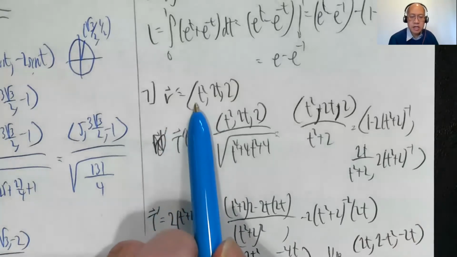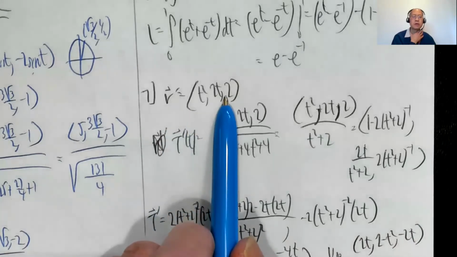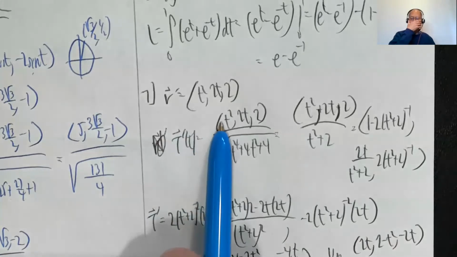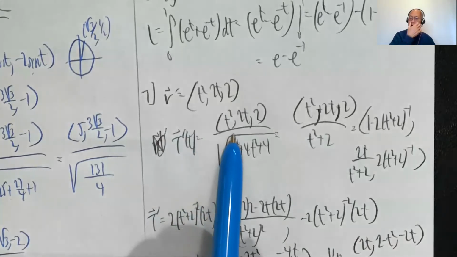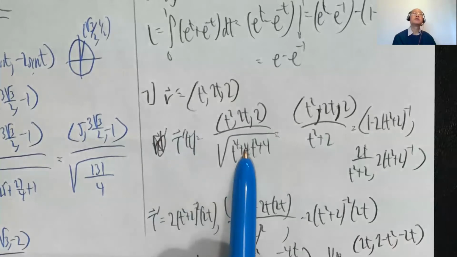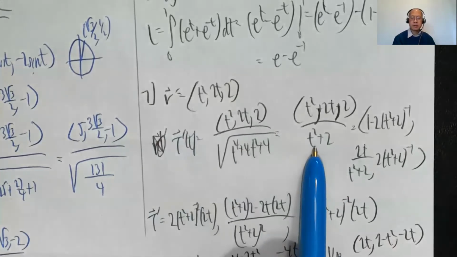Number 7, the derivative is t squared, 2t, 2. Unit tangent vector, divide by its magnitude. So divide the original by t to the 4th plus 4t squared plus 4, which very conveniently is t squared plus 2, squared. So t squared plus 2.